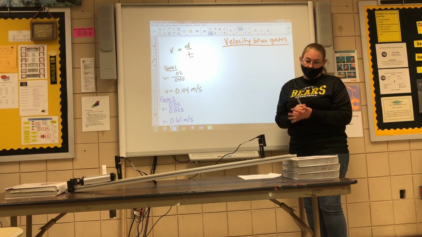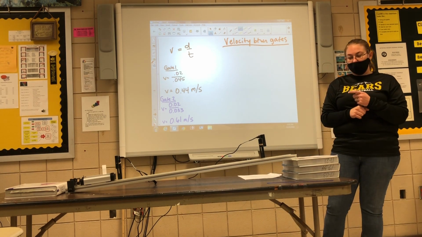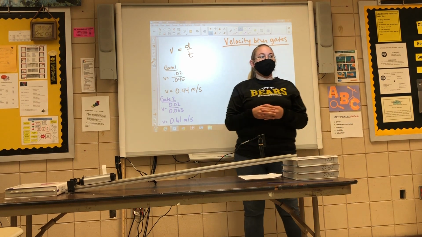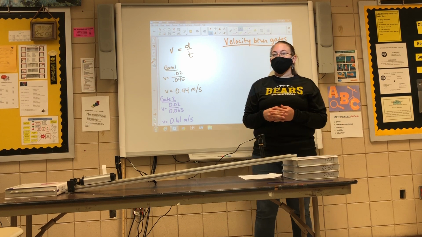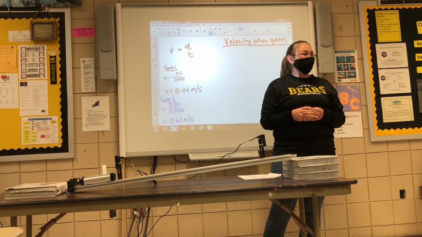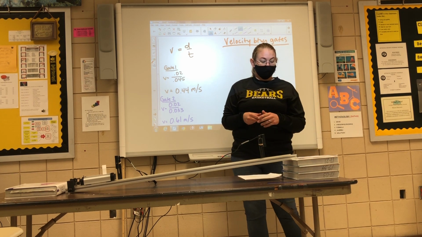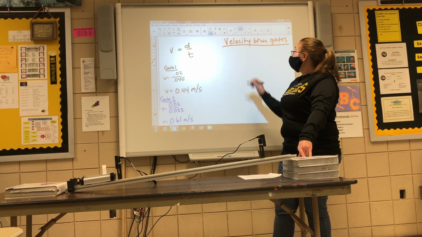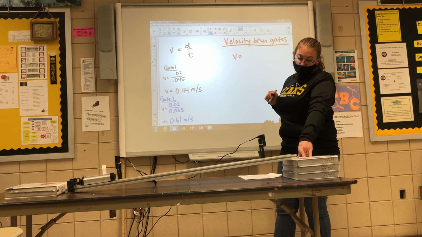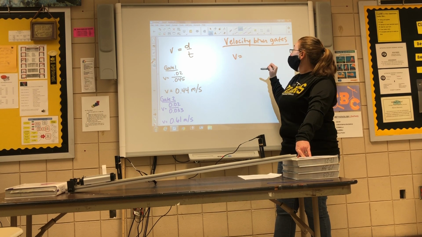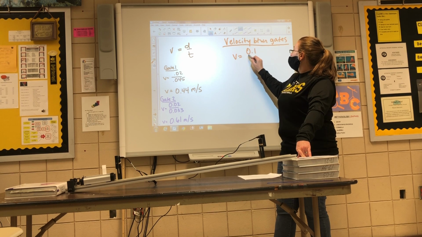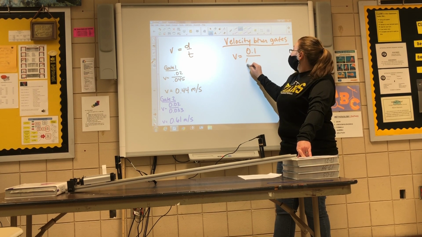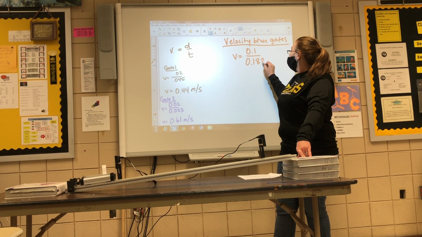Alright, so velocity between gates, where are we getting our distance and our time from? The distance between gates divided by time between gates. That's it, distance between gates divided by time between gates. So what is my distance between gates for our first trial? 0.1, and what is my time between gates? 0.182.